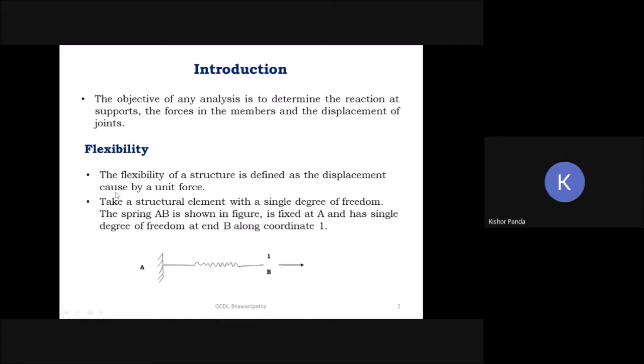What is flexibility? The flexibility of a structure is defined as the displacement caused by a unit force. So this is the definition of flexibility. So let us take one single degree of freedom structure. So this is the example, single degree of freedom. This is the spring. Here the end A is fixed and end B is single degree of freedom. The displacement takes place along the direction B, one axial direction.